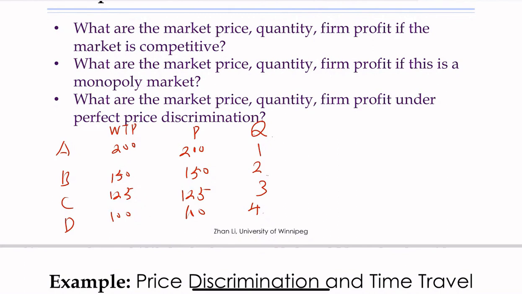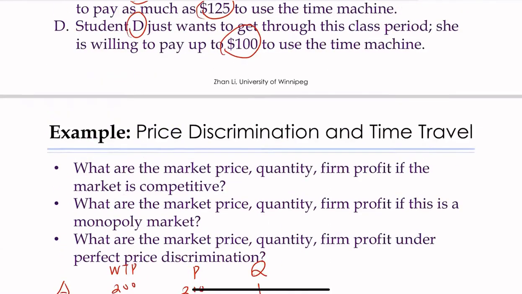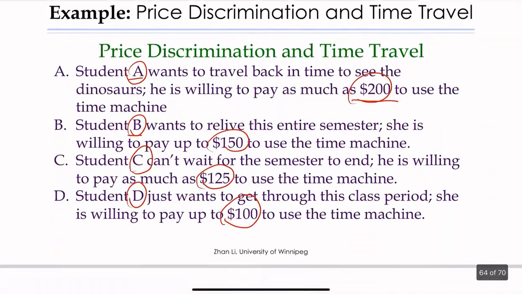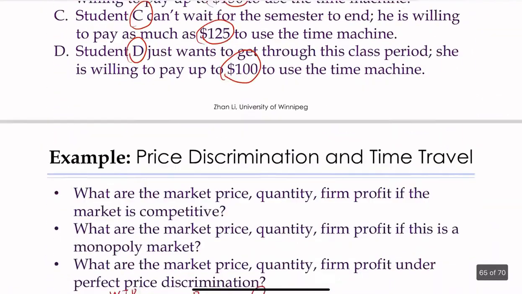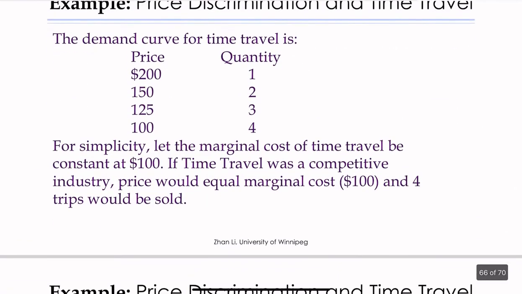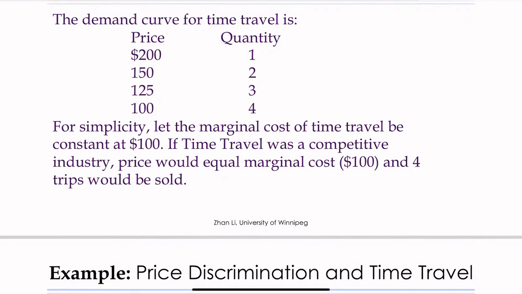Now, what is the market price? That's pretty weird, I think we actually need some other information. Oh, you know what? I actually forgot to mention this. The marginal cost of time travel here is 100. So marginal cost here is 100, right?